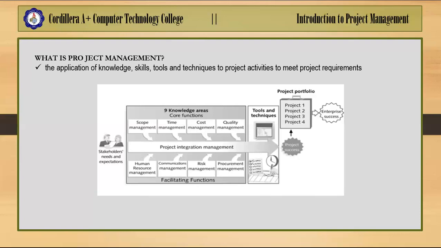As you can see here, you have the nine knowledge areas. The core functions are scope management, time management, cost management, and quality management. So how will you manage how long your project will take before it is developed or completed? That is time management, right?